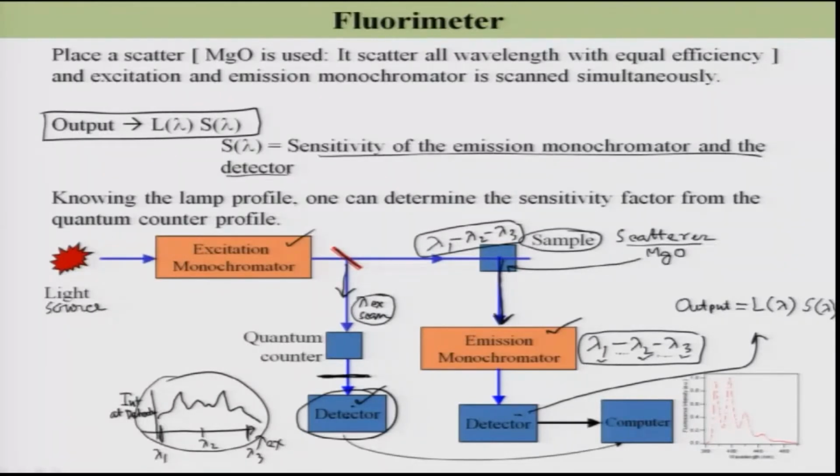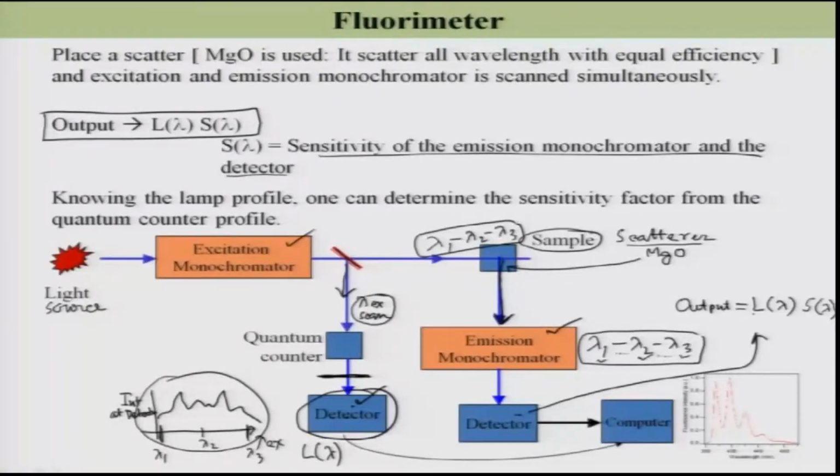So, what did you get? You got L lambda S lambda from here, and you got only L lambda from the quantum counter. If you divide L lambda S lambda by L lambda, you get S lambda, and S lambda is nothing but your correction file. That correction file you will be able to generate.